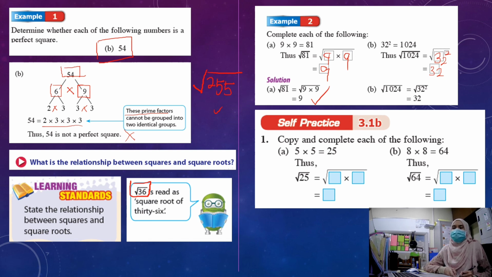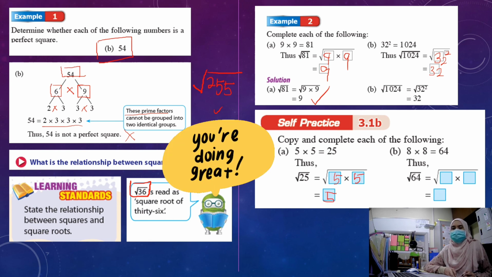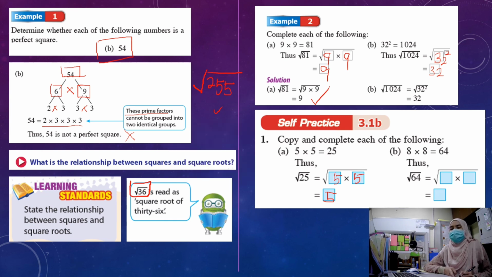Look at self-practice 3.1b. Number 1, copy and complete each of the following. Question A, 5 multiplied by 5 equals 25. Thus, the square root of 25 equals the square root of 5 multiplied by 5. The answer is 5. Great. Question B, 8 multiplied by 8 equals 64. Thus, square root of 64 equals square root of 8 multiplied by 8, which is 8.